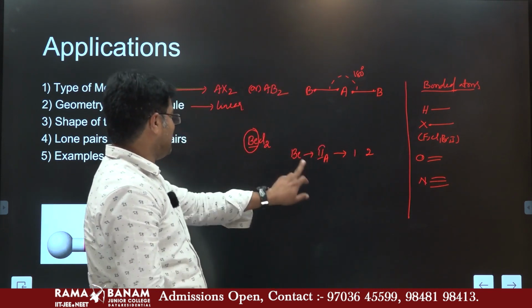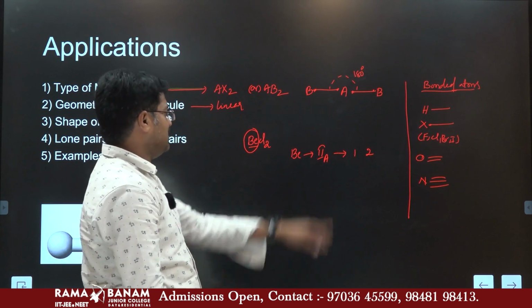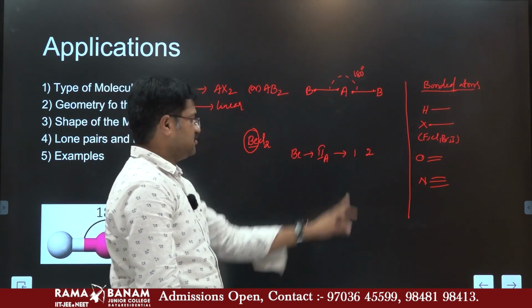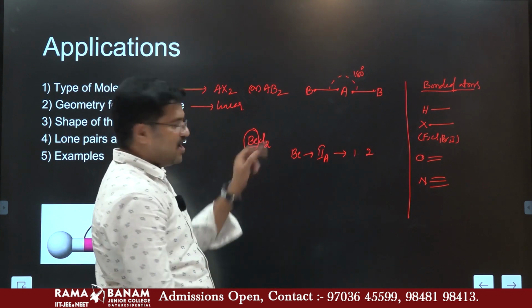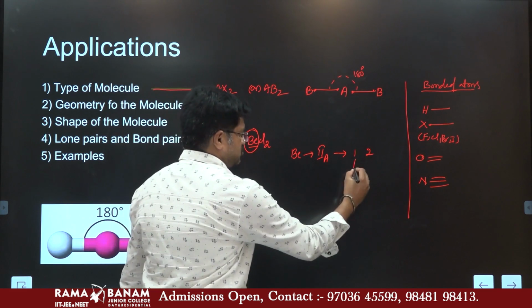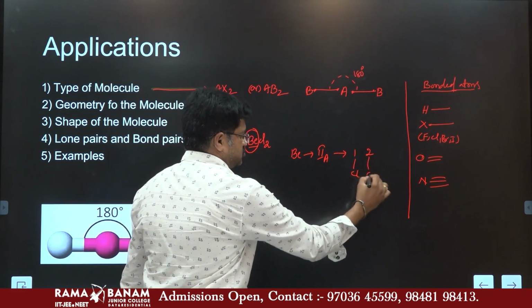Here beryllium acts as the central atom. Beryllium belongs to the second group, so 2 electrons in the valence shell, 1, 2. Here the bonded atoms are chlorine atoms. Here 2 chlorines are present. So 2 bond pairs.